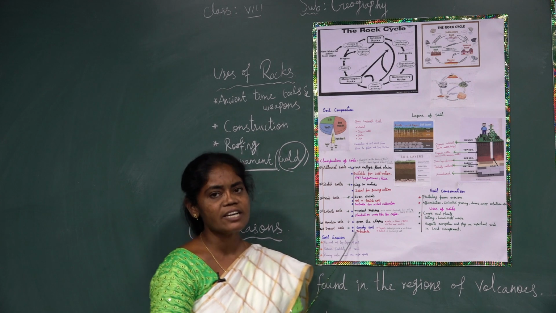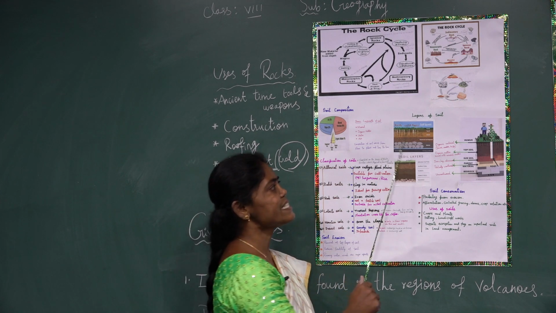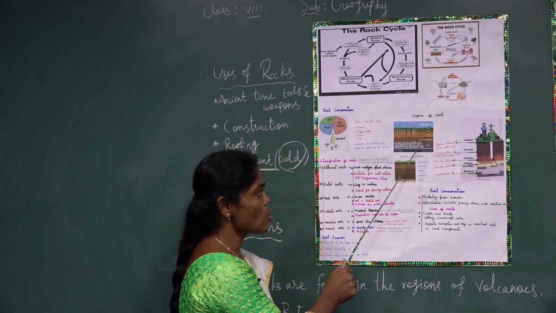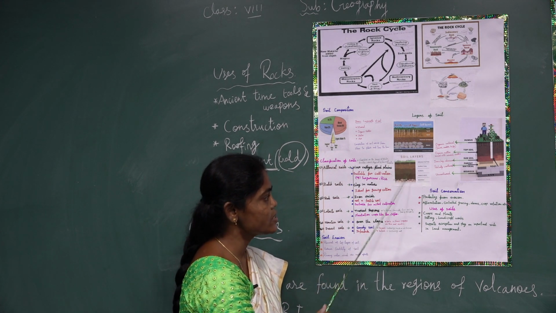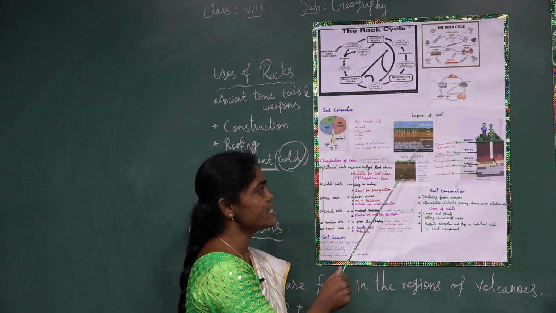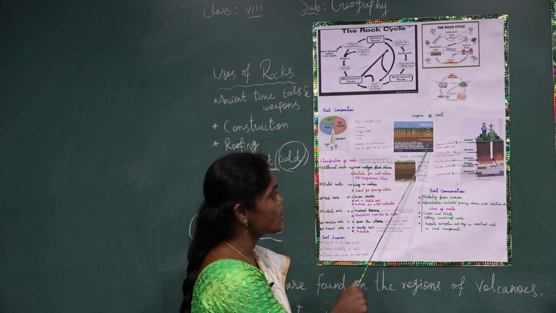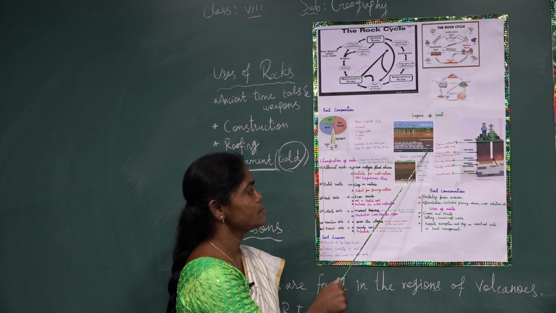Reduces the fertility of the soil. Next we will see the layers of soil. See the picture, soil layers. See this picture, the layers. Humus is present, topsoil, subsoil, and then weathered rock fragments, bedrock.